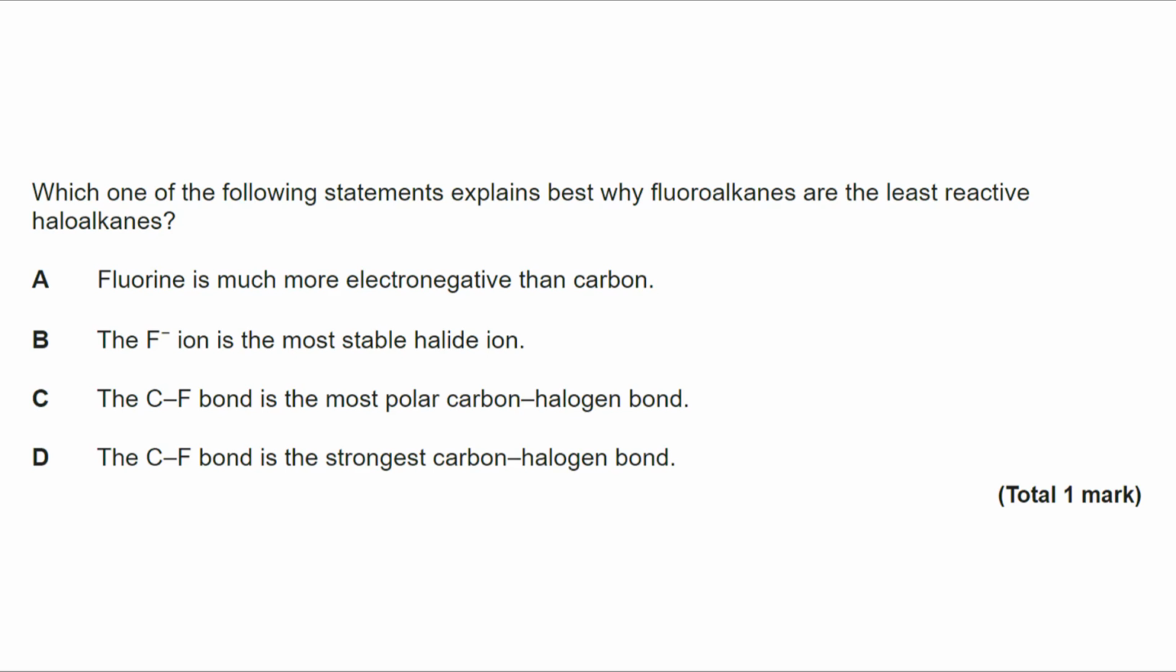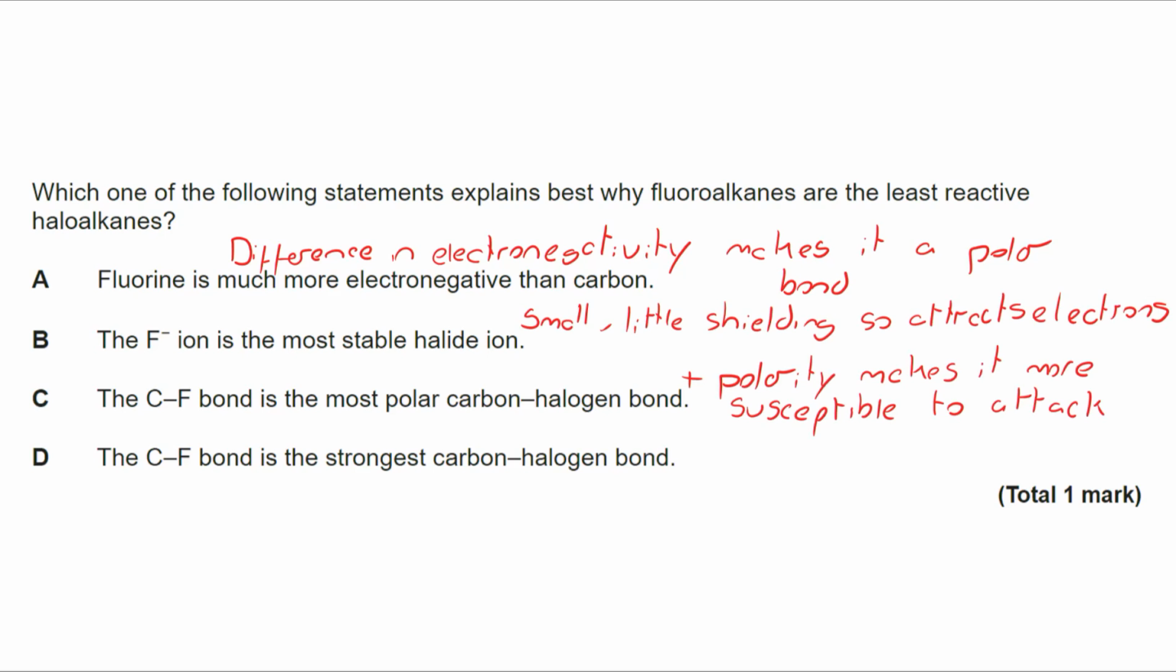So on this one, we're looking at why fluoroalkanes are the least reactive haloalkanes. So we're actually comparing it to other haloalkanes, other carbon-halogen bonds. Now, if we take a look through each of these, fluorine is much more electronegative than carbon. Now, that's true. It's not a false statement, but it's not answering the question. That would actually make it a more polar bond. And if I jump to here, the polarity on C, that would make it more susceptible to attack, so that dismisses A and C as the answer.